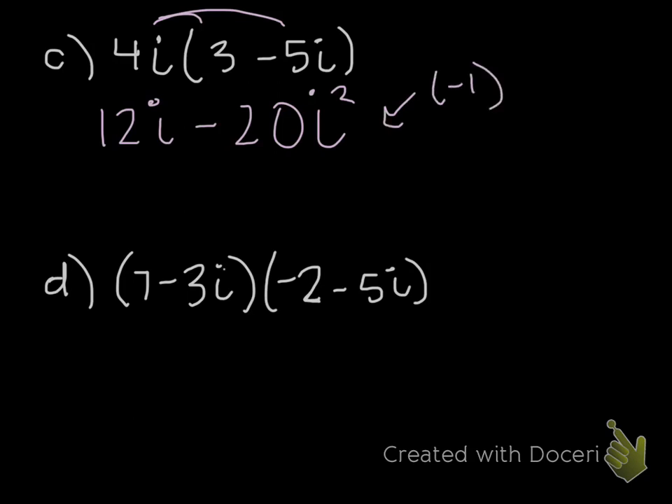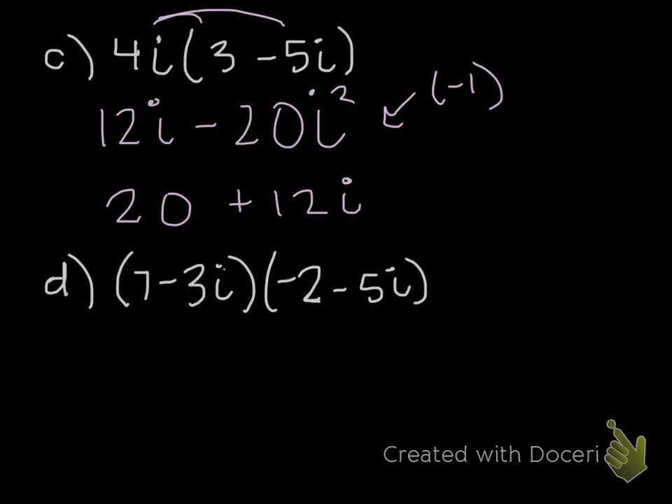And when I put it in there, it doesn't mean -20 minus 1. It means -20 times -1. So that's going to change it to be a positive 20 plus 12i. Notice because that 20 became a real number, I moved it in front, so I'm not violating standard form.